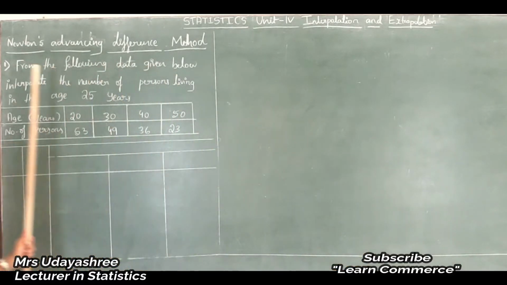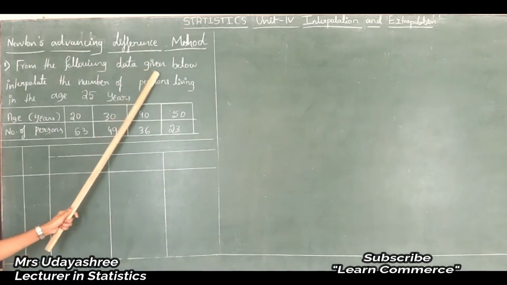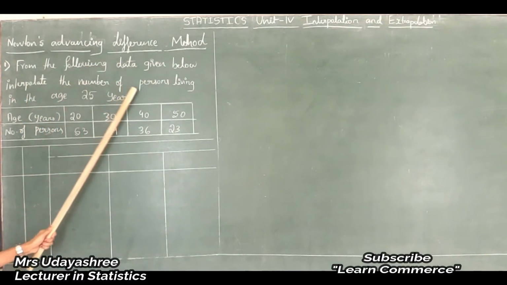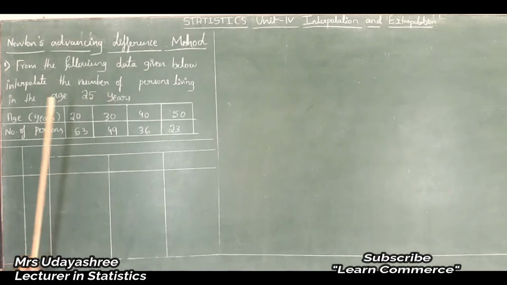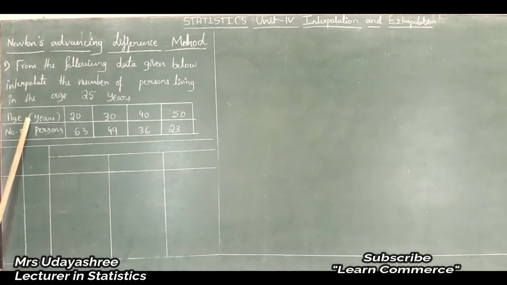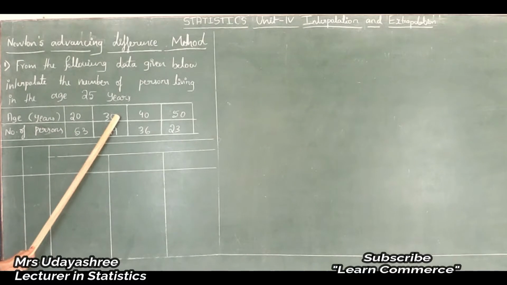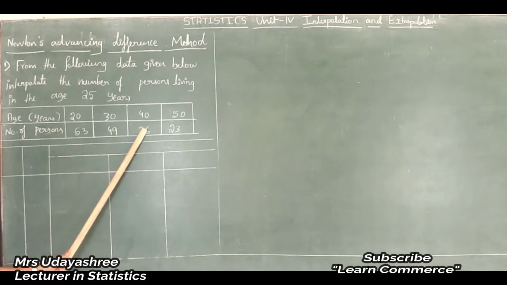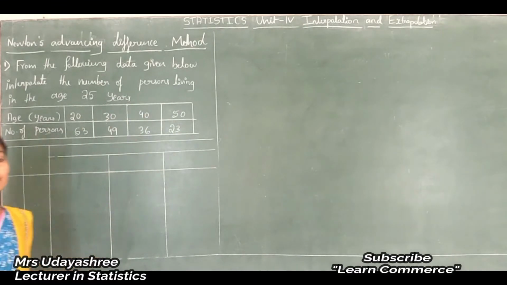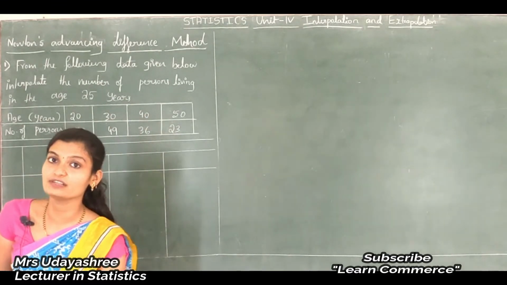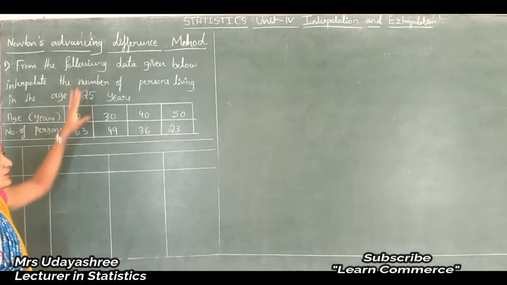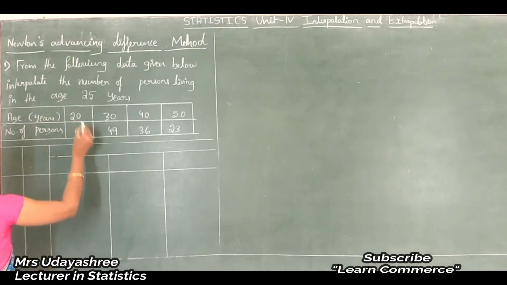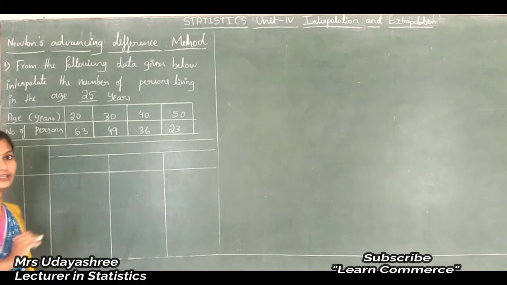problem number 1. From the following data given below, interpolate the number of persons living at the age of 25 years. The given information is age, that is 20, 30, 40 and 50, and the second observation is the number of persons: 53, 49, 36 and 23. So first I will find this value. Here we need to use Newton's advancing difference method, and the interpolated value is 25.